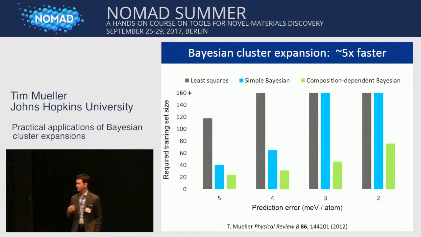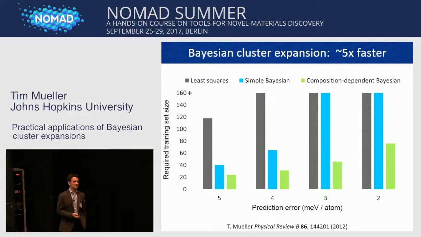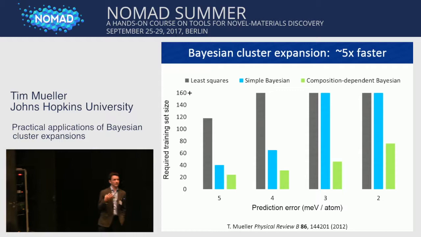And you see that when you go to 4, 3, 2, et cetera. I don't go down to 1 here, because by now you're well over 160 for these approaches. With a concentration-dependent ECI, we actually get, with all 160 structures in the training set, about 1 meV per atom prediction error here. And so what can you do with this?